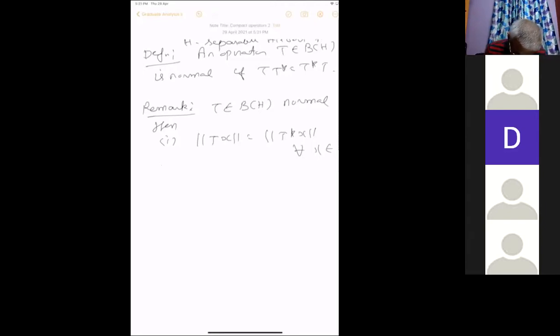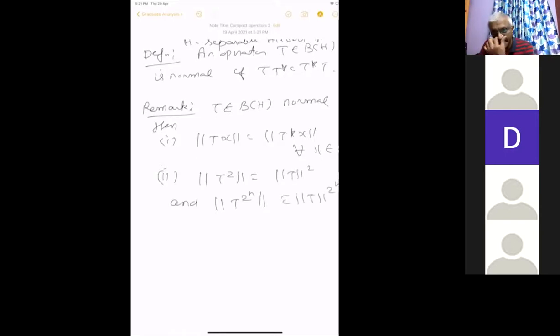Okay. The second one is a very easy consequence: norm of T squared equals norm of T, squared. In particular, further, this is a consequence of this: norm of T to the power 2^n equals norm of T to the power 2^n. So proof, this is just a remark, but it's an easy consequence.